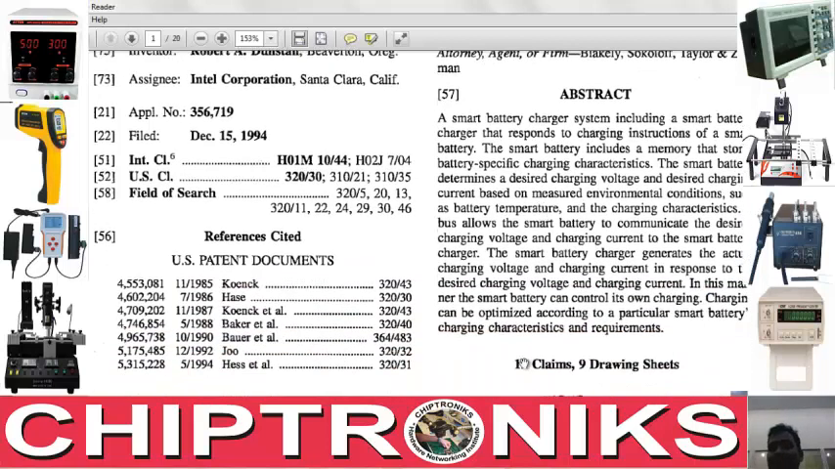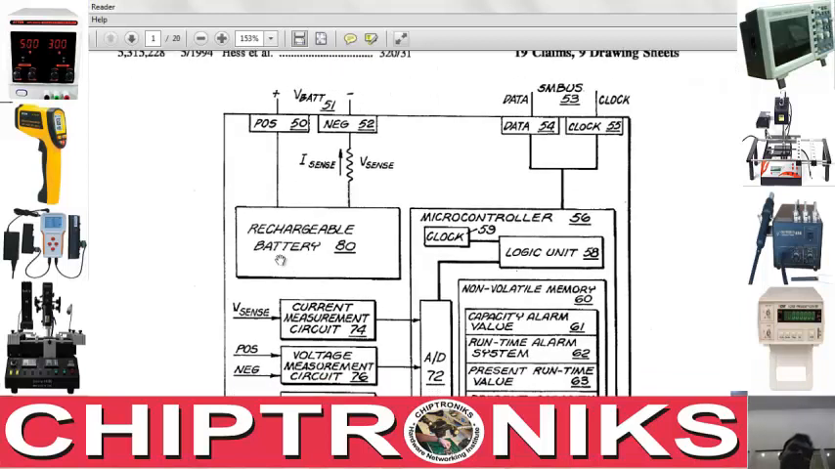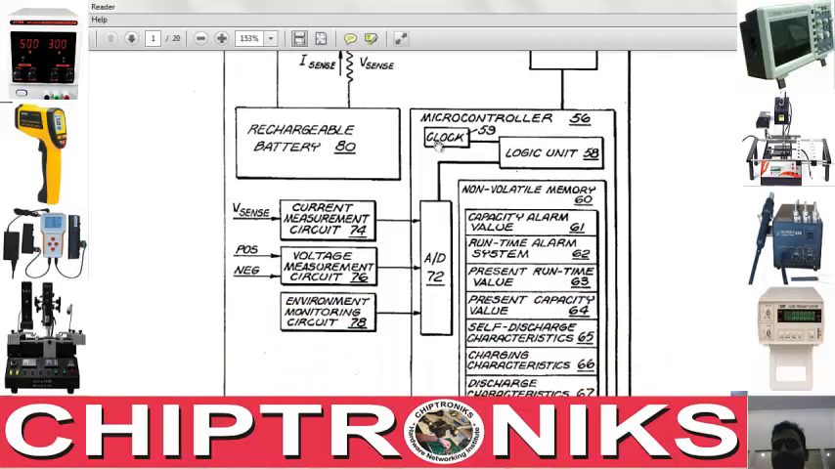Now let's look at what is inside a smart battery. You see this is VBAT, the battery voltage, with positive and negative, getting connected to the rechargeable battery which actually supplies the voltage. There is also a data and clock pin, and inside this battery you will find a microcontroller. This microcontroller makes the battery smart, because it stores and processes information like the capacity alarm value, runtime alarm, and present runtime value.